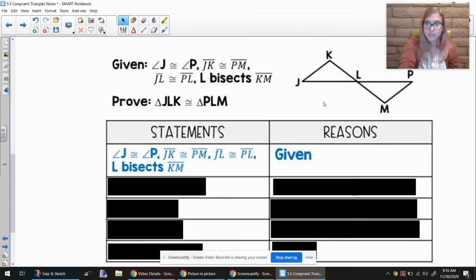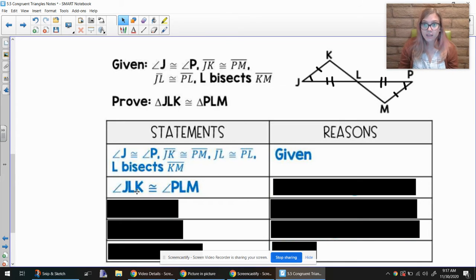We know that angle J is congruent to angle P. We know that JK is congruent to PM. We know that JL is congruent to PL. And that's all we have in our given. We also know that L bisects KM, but we can't write anything until we've actually written that statement.